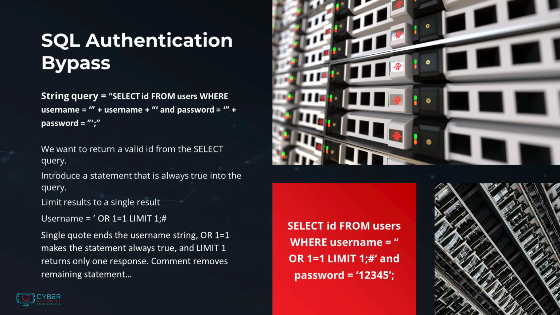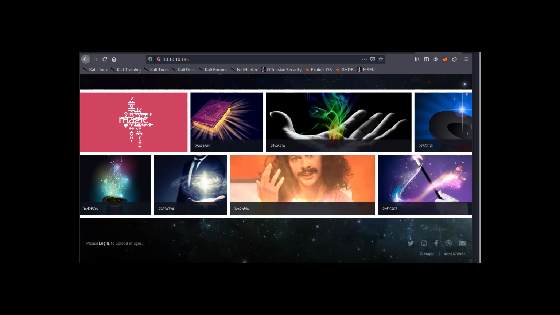So basically, the full query ends up being select ID from users where username equals single quote terminated, like single quote, so it just equals an empty string, OR 1 equals 1, LIMIT 1, semicolon, end of statement, comment tag, and then all the other stuff about password equals whatever just gets commented out and it doesn't even matter anymore. And so let's look at Hack the Box's Magic challenge.